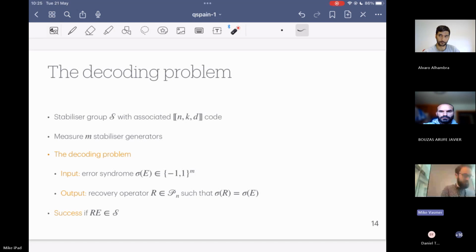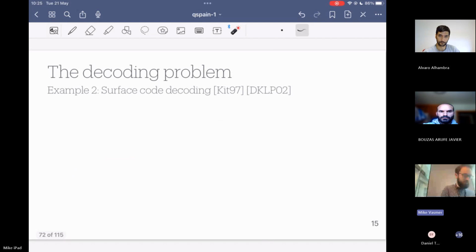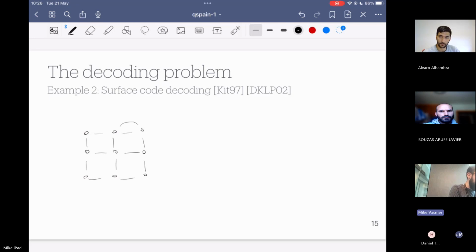Okay, so this was all a bit abstract, but now I'm going to try and give you an example of this with something called the surface code. I decided to try and live draw this part, so let's see how it goes. We can consider a small example, but this code is a general family.